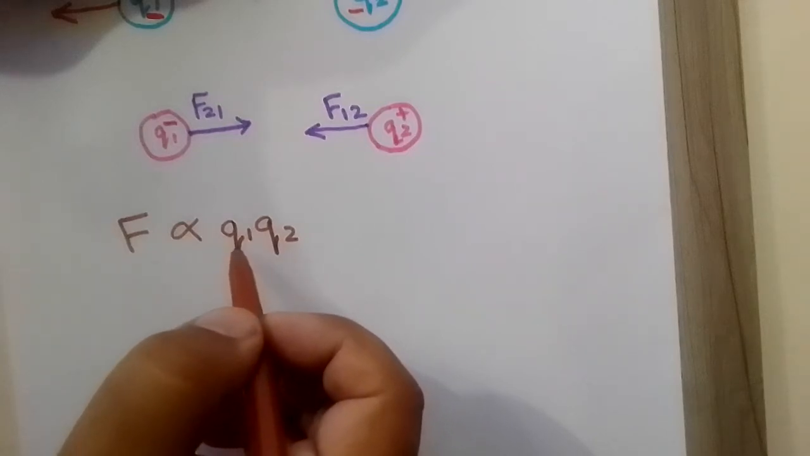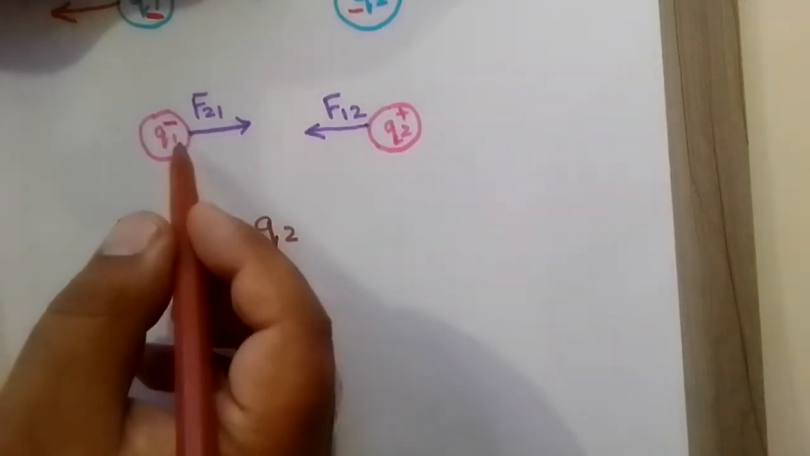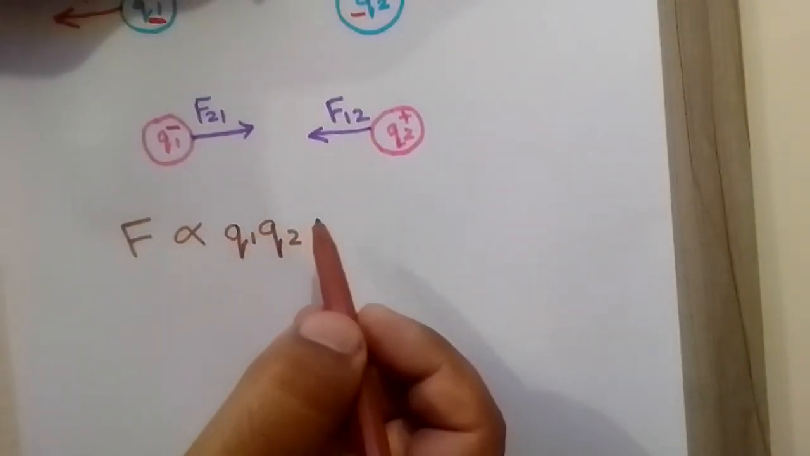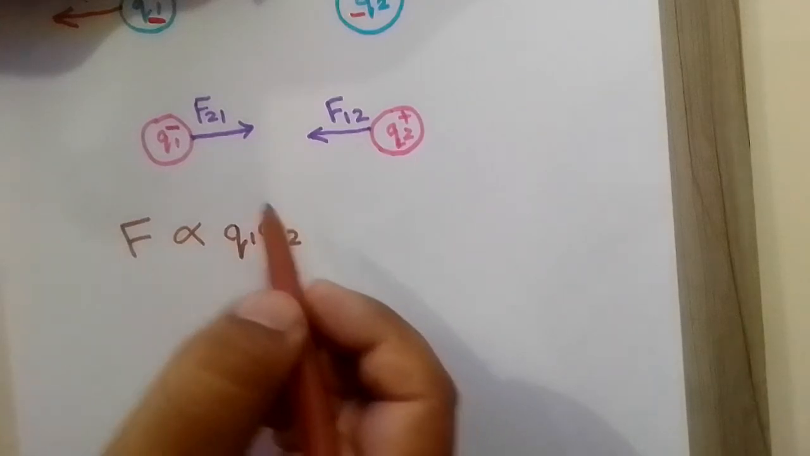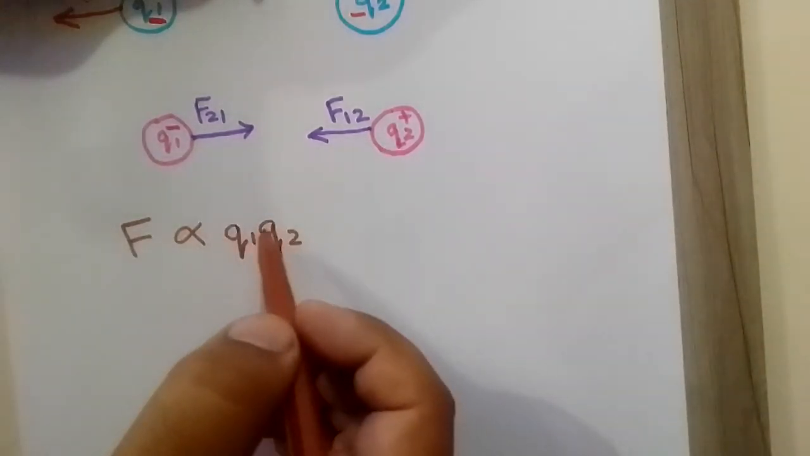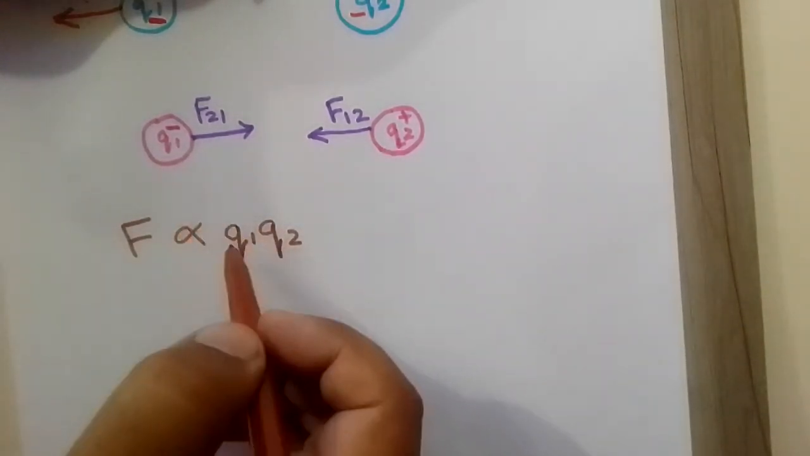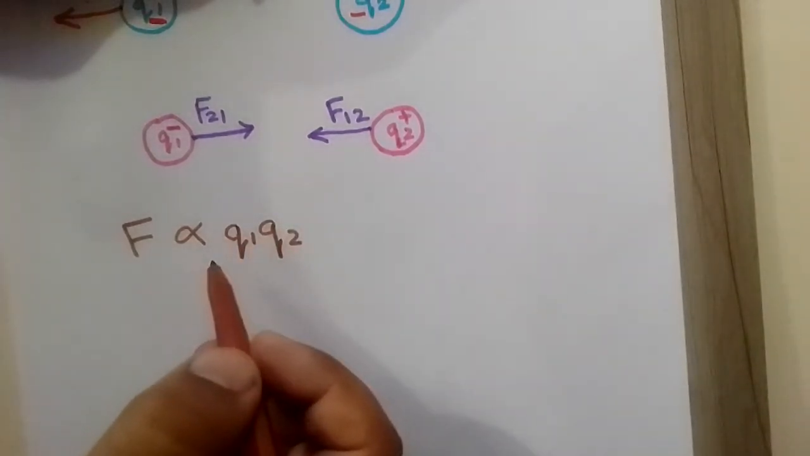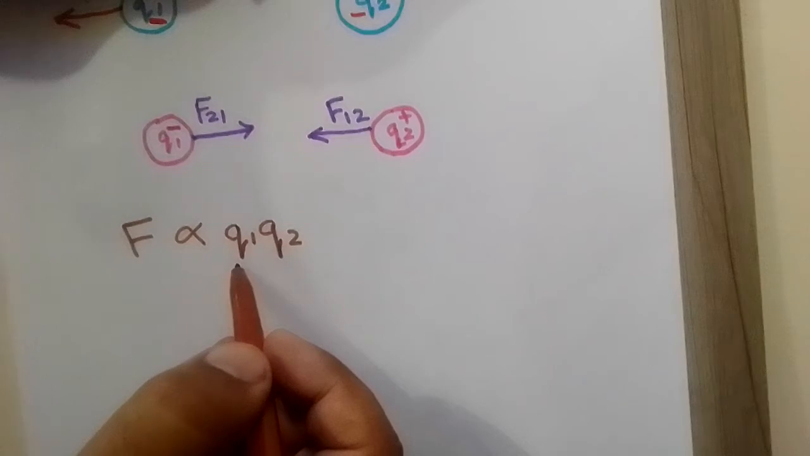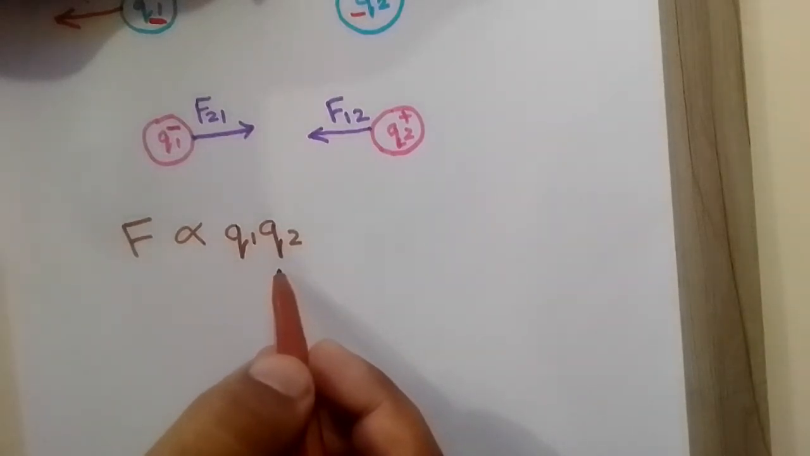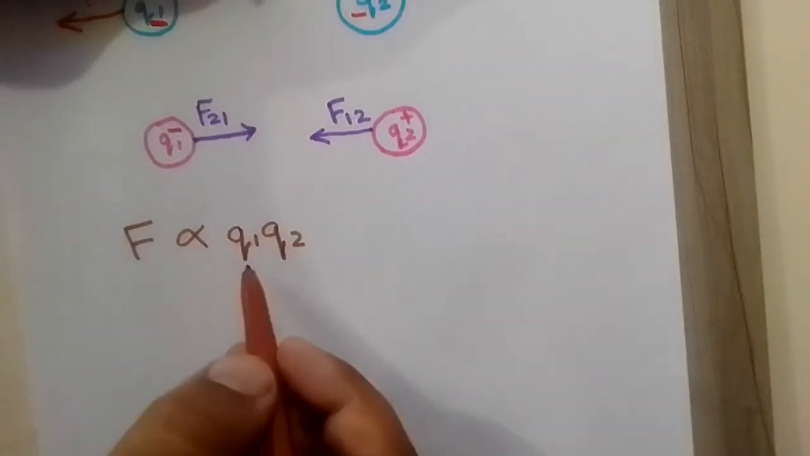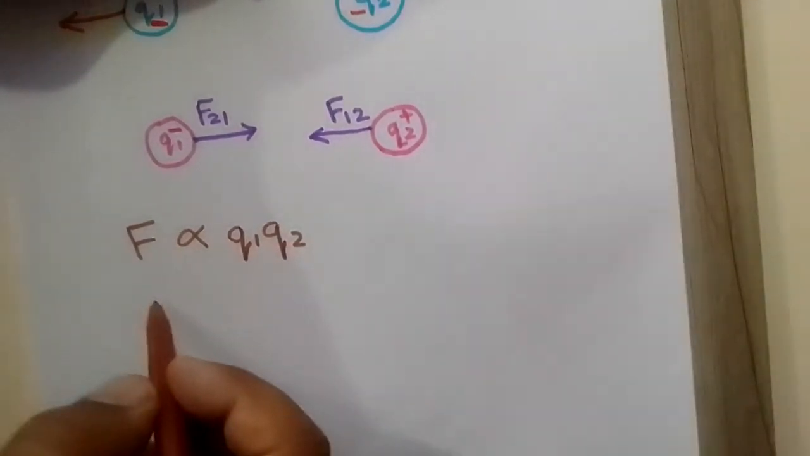So let's say Q1 is the magnitude of charge 1 and Q2 is the magnitude of charge 2. This is the amount of charge. Q1 is the amount of charge of charge 1 and Q2 is the amount of charge of charge 2. So F is directly proportional to the product of Q1 and Q2.